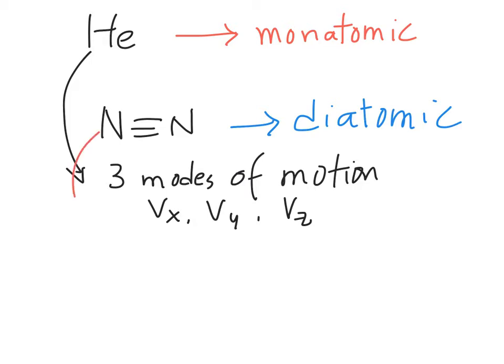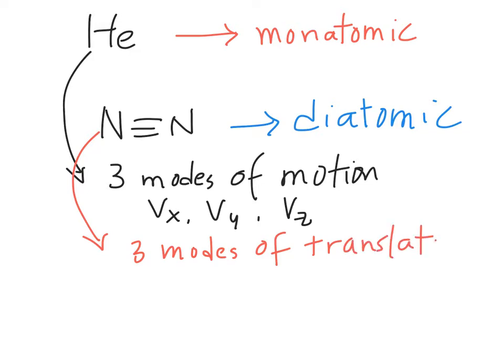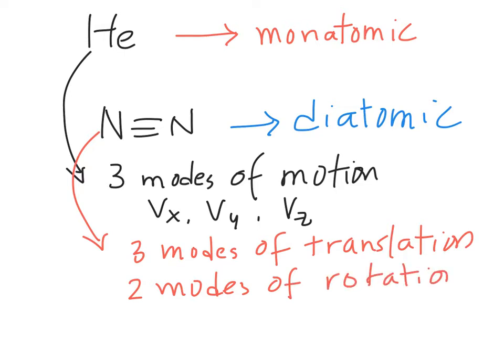For the diatomic, you not only have 3 modes of motion for translation, you also have 2 modes of rotation, and 1 mode of vibration.